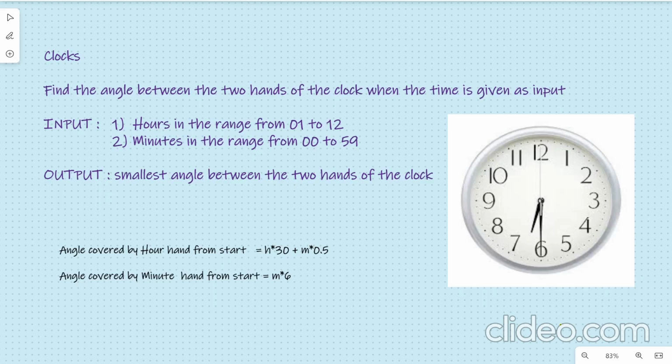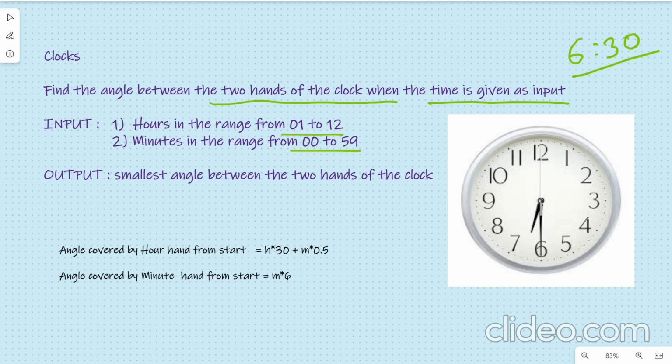So in this video, we are going to find the angle between the two hands of the clock when the time is given as an input to us. Let's assume that the time given to us, as mentioned in this clock, is 6:30. We need to find out the angle between the two hands of the clock.